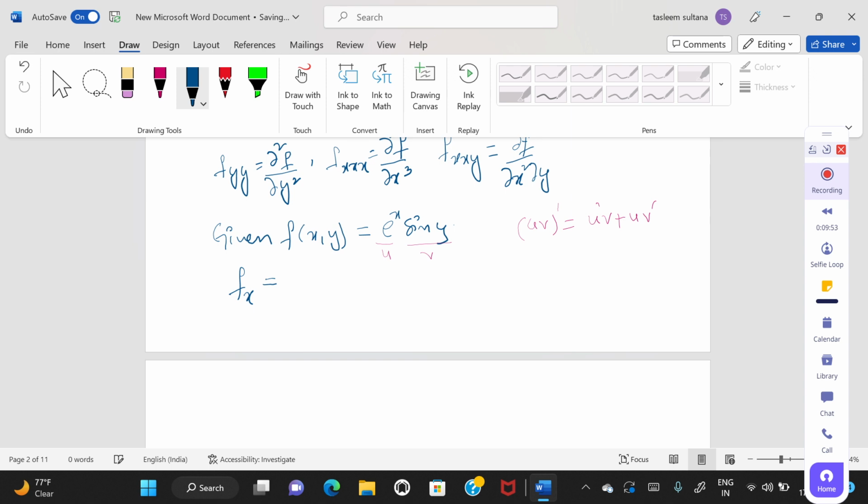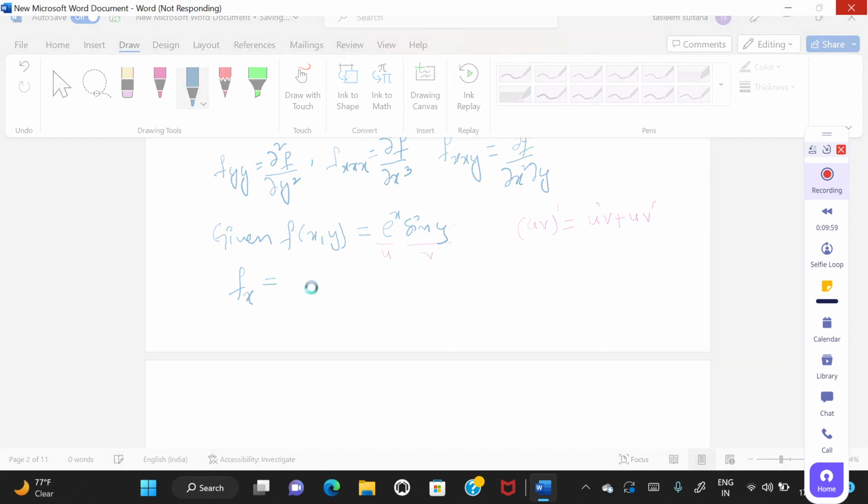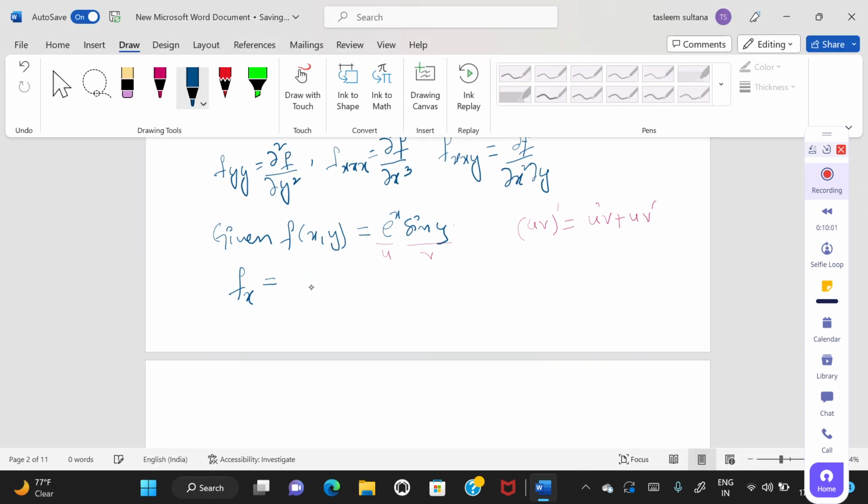the differentiation of e^x is e^x. So we get e^x into sin y. Then when we differentiate v, it becomes 0, because for the sine we do not have any x function, it's a y function, so that term is going to be 0.